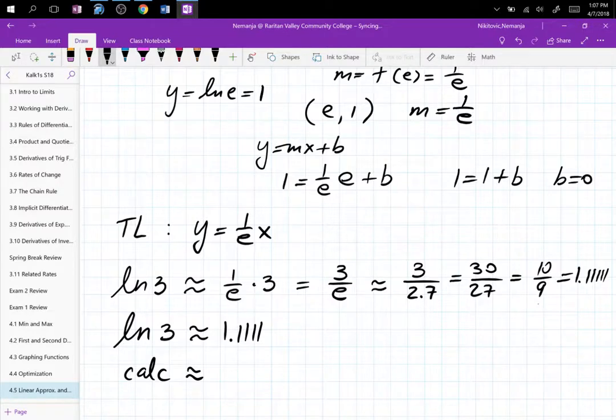Calculator, which is also an approximation because I'm not going to copy infinity of decimals, gives me ln 3 at 1.0986. Hey, it's 2 cents again.